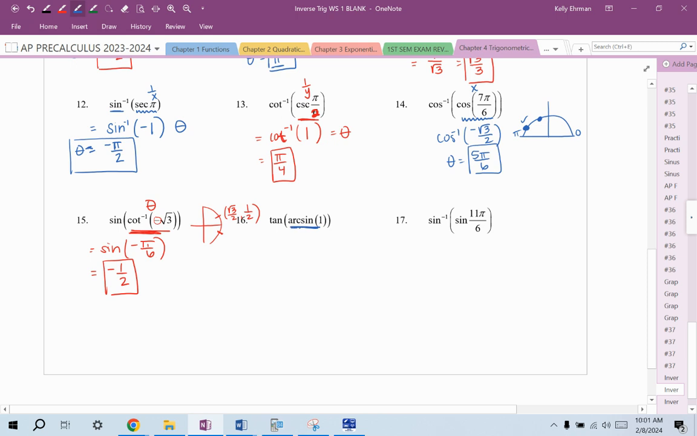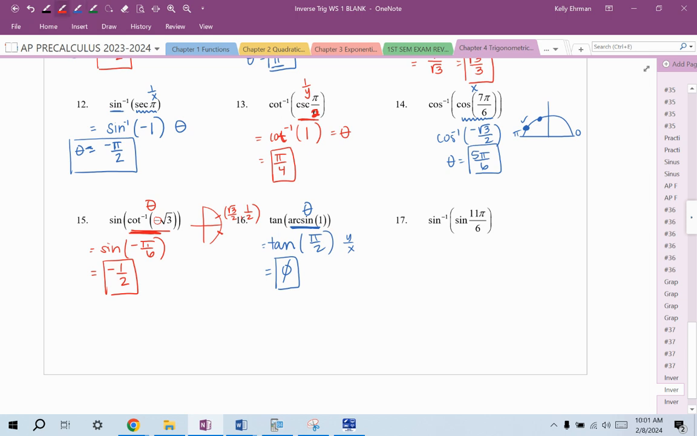Start on the inside, arc sine of 1. So we want the theta that makes sine equal to 1. That's pi over 2. So now this is the tangent of pi over 2. And the tangent of pi over 2, the y over x up at the top of the circle, is undefined. Or maybe you remember, now that we've graphed tangent, that that's where a vertical asymptote is.